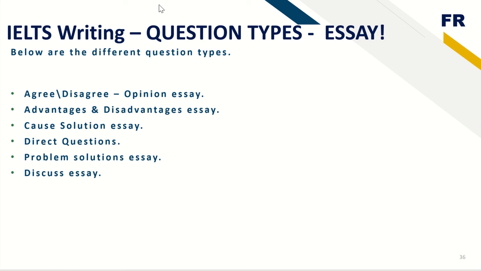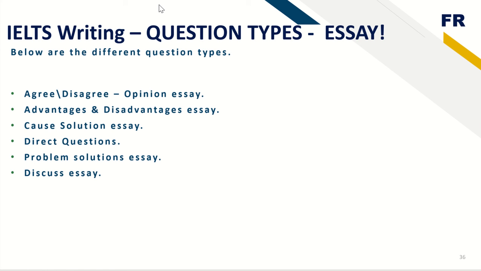The first or the most common type of essay question is the agree or disagree, where you basically provide an opinion about the topic that's given to you. The next kind of questions are the advantages and disadvantages essay, where they give you a topic and ask you to provide the set of advantages and the set of disadvantages.